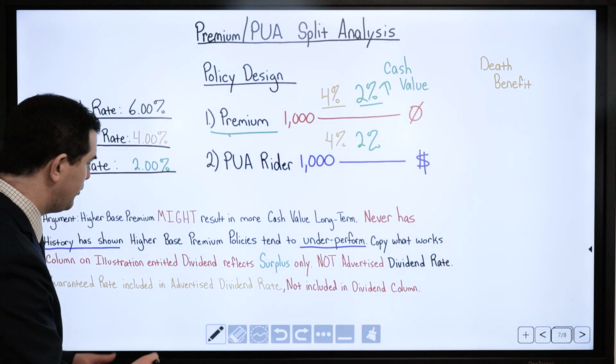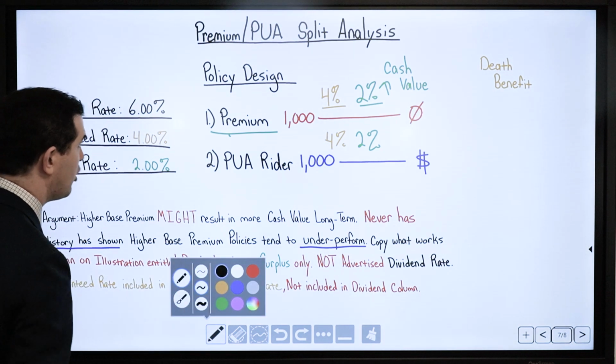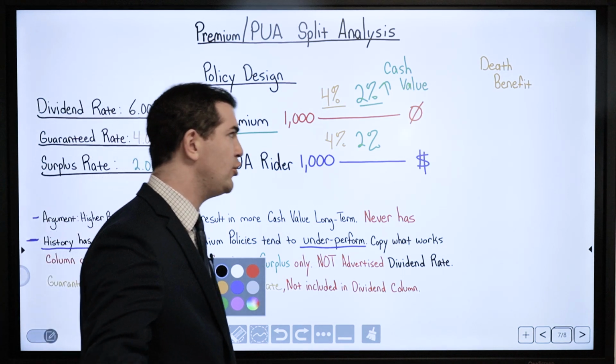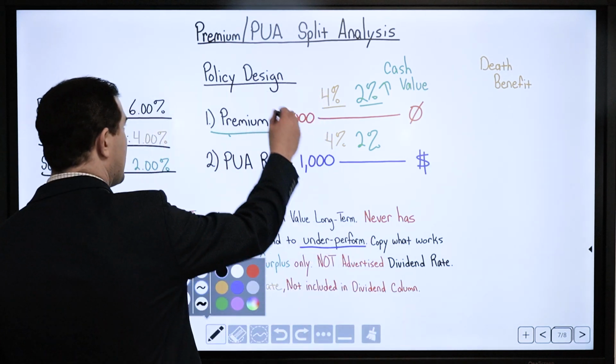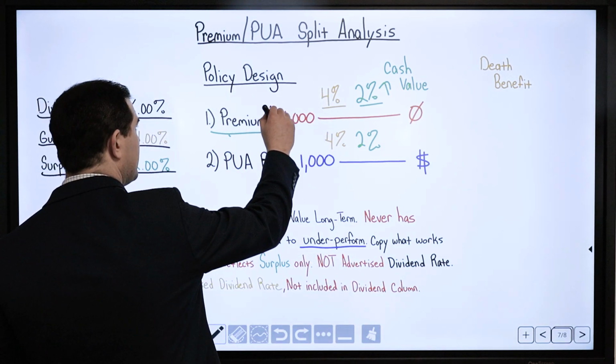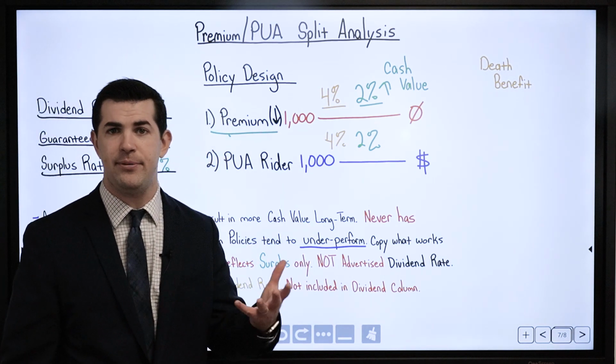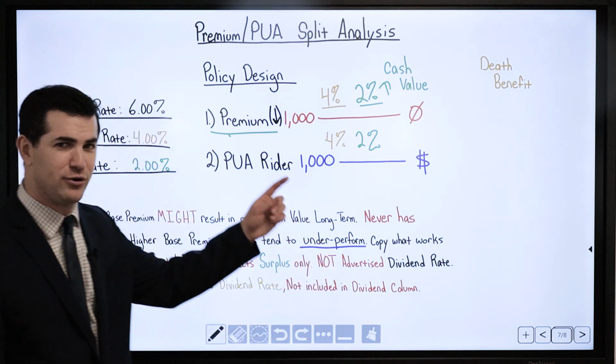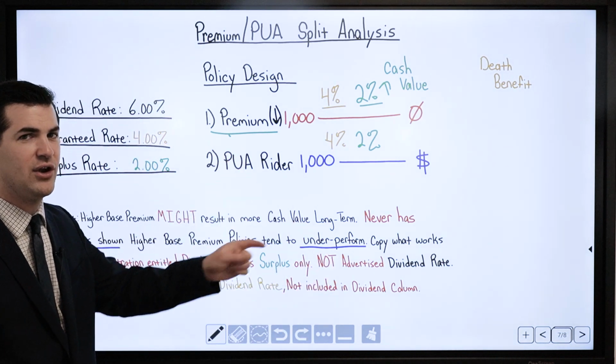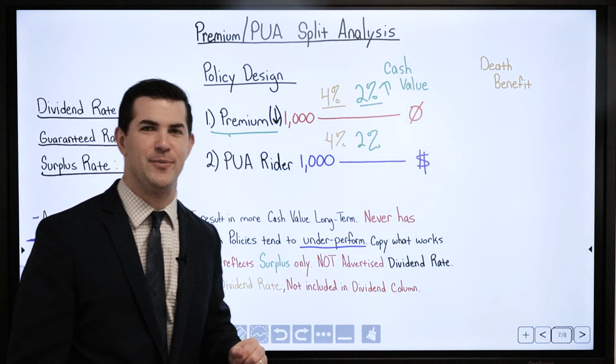Now, let's kind of loop back around to this, because again, often we'll hear the argument of, hey, when you design a policy, if you drive this premium down, you're not going to have as much money long term, because when dividends come up, what should happen? Well, the dividends are more favorable on base premium dollars, which means you'll have more money long term.